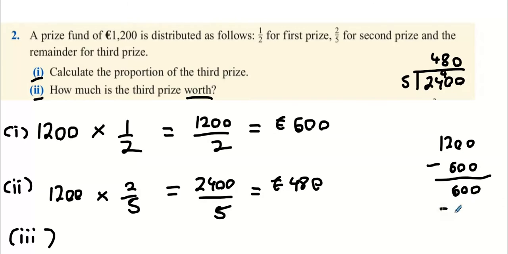1,200 take away 600, 600 take away 480 is 0, borrow the 1, so that makes that 59 essentially. So then carry the 1 there, so 100 and, sorry guys, I'm actually losing the plot here. Let's go back to the start. It's 120, because 0 take away 0 is nothing. Borrow the 1, 120, because 10 take away 8 is 2, giving 120.